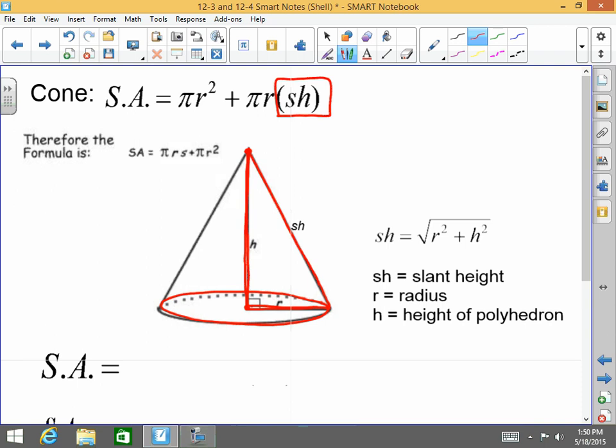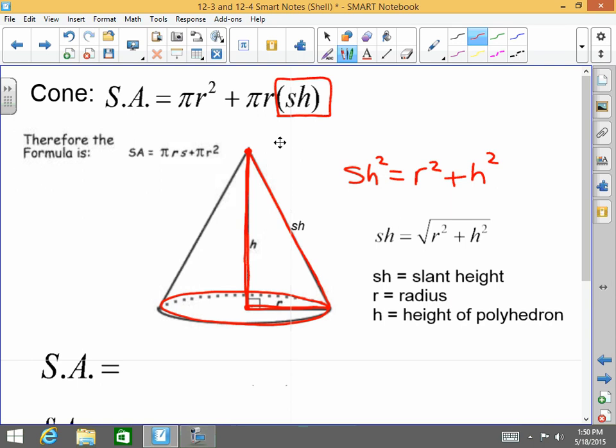Where is that coming from, Mr. Morrow? Pythagorean theorem. Thank you. Okay? Literally. So this is another new formula you must remember.